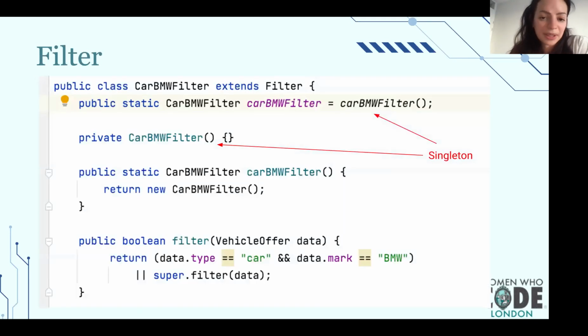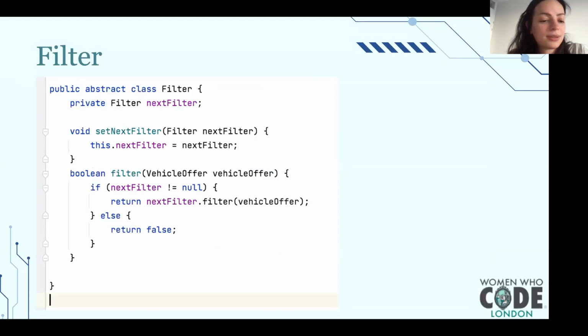Now I implement these filters. So I create a car BMW filter, and I say my filter function is filtering. Yeah, that's right. Everything is right. So if my data is applied, I return them. If not, I return the filter from the superclass. And the superclass does not do anything but just check: if I have a next filter, I will provide it to the next filter. That's it.